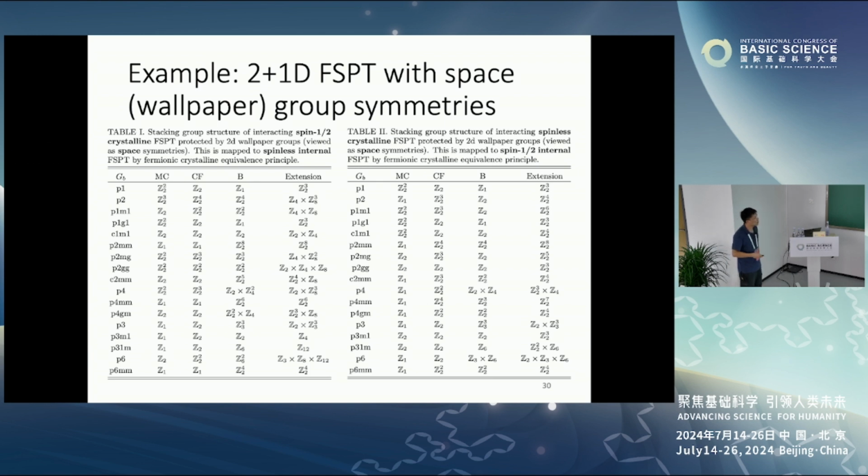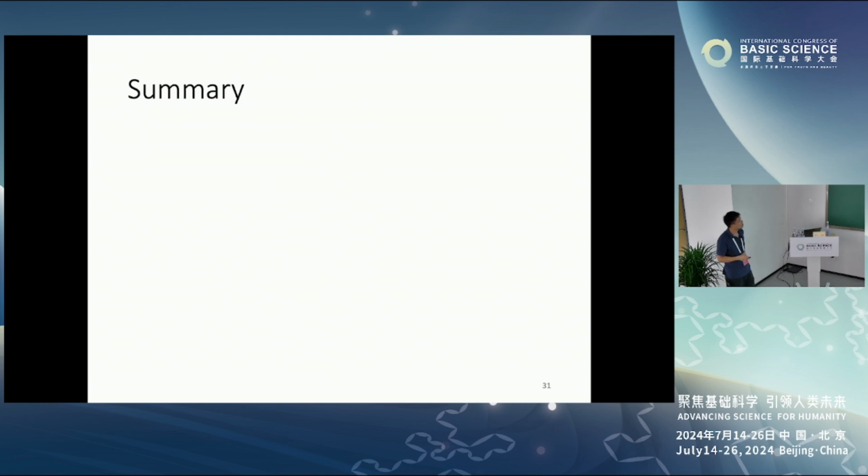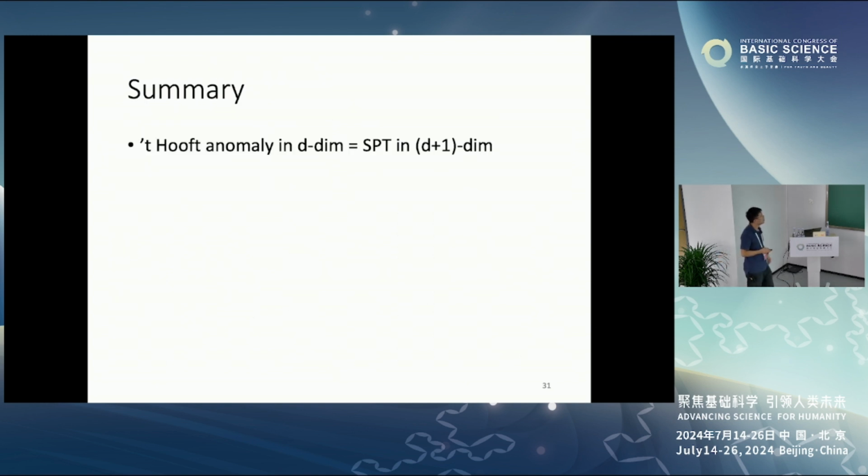But using our formulas, we can derive all the results. Okay, so that's the final result for our classification. So for the summary, I have shown you that a 't Hooft anomaly in D dimensions is always associated with the SPT in one higher dimension, both for bosonic systems and for fermionic systems.